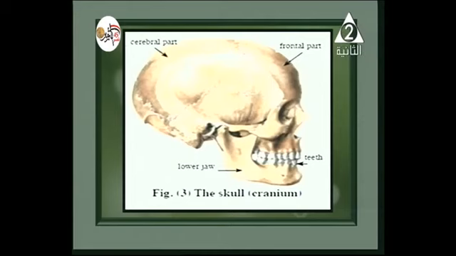So the skull is a bony box to protect the brain. It's the main function, protection of the brain. And we're going to study the structure of the skull. It consists of two main parts. One of them is called the posterior part or cranium, and the other part is the anterior part or facial. The posterior part, we call it cranium, and it consists of 8 serrated bones.